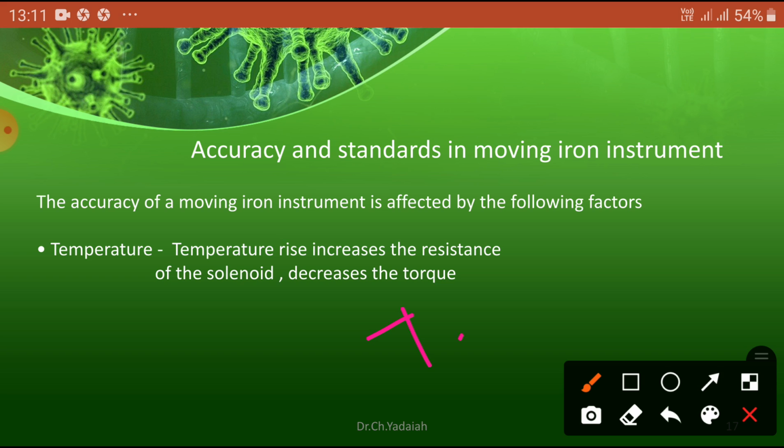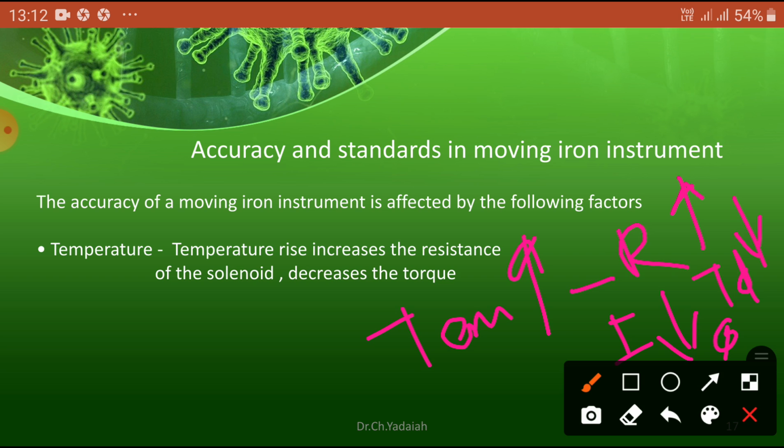Okay, temperature increases, and what will happen? The resistance of the coil also increases, then the current flowing through the coil decreases, then the flux also decreases, and as the flux decreases, the deflecting torque also decreases. So this effect takes place, a decrease in torque. Okay, as you know this one.